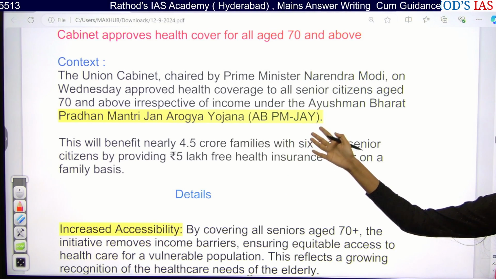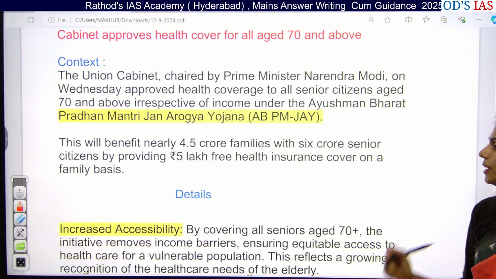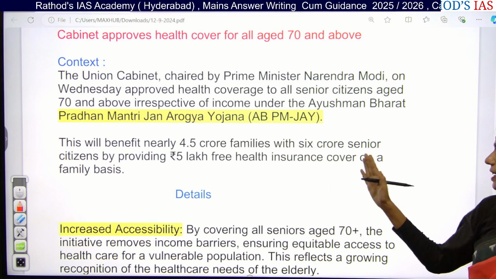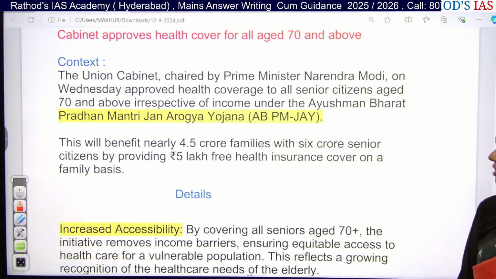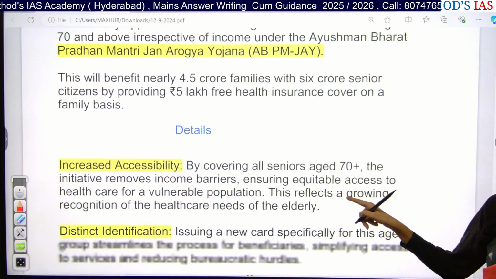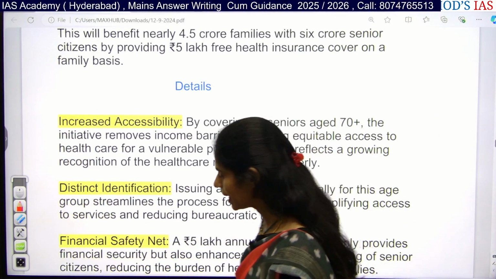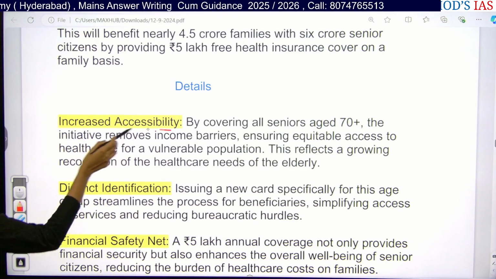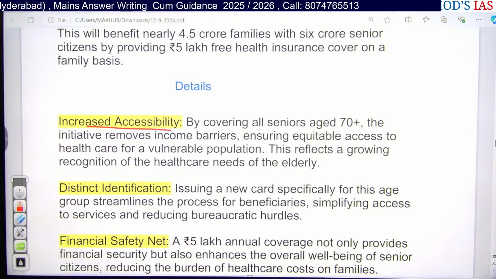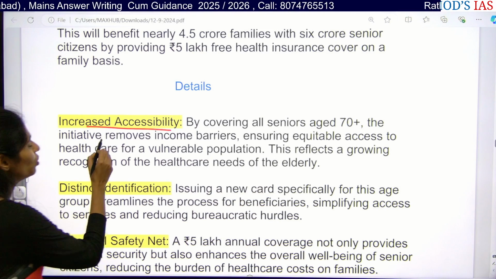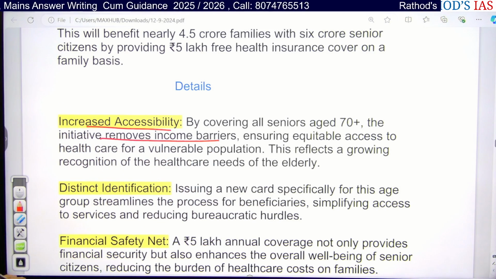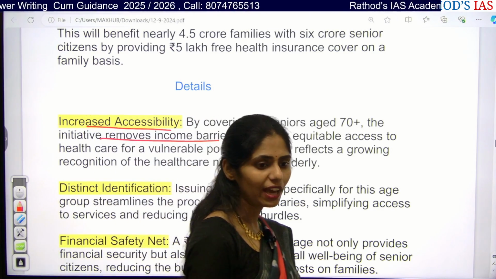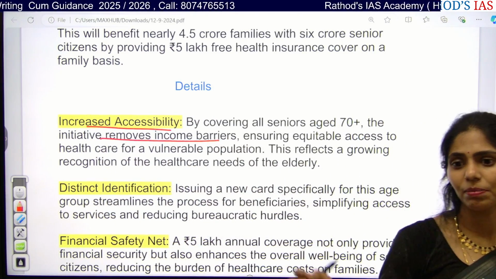Because of this, about 4.5 crore families are going to benefit, and especially a 5 lakh free health insurance cover for a family. Okay, now what will be the advantage? There will be increased accessibility. Here they are covering the 70 plus age group, so it will be removing income barriers. Many people do not have proper access to health because they don't have income.